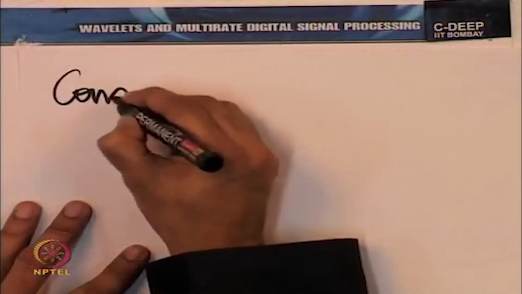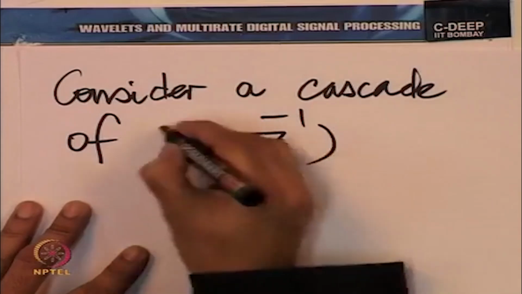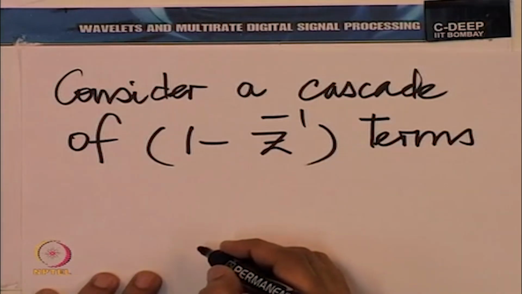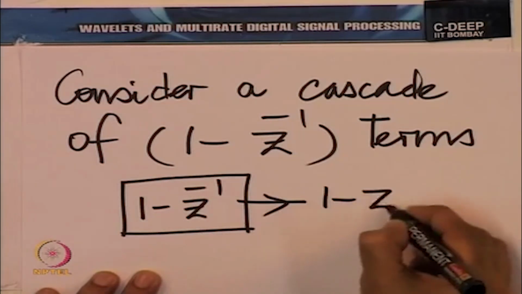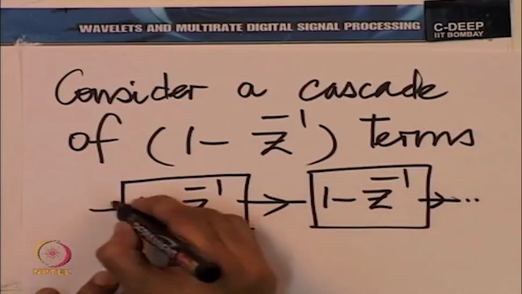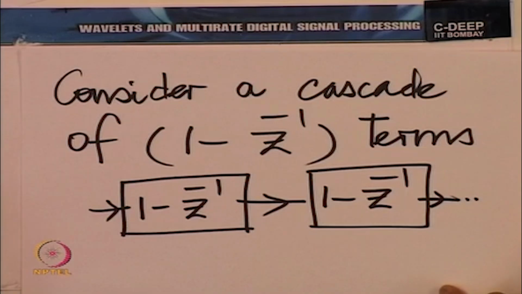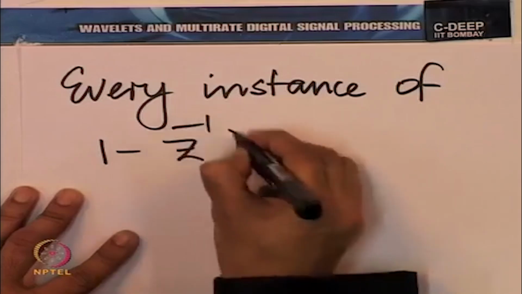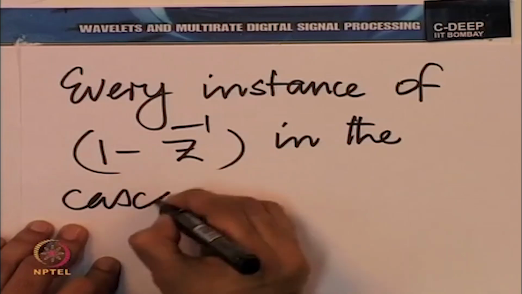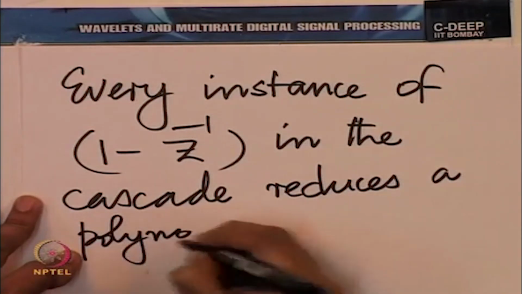So, we will consider a cascade of 1 minus z inverse terms. So, you have a system like this, 1 minus z inverse fed into 1 minus z inverse and so on. We shall now prove a very simple and a very elegant result. We shall show that every instance of 1 minus z inverse in the cascade reduces a polynomial sequence to 1 degree lower.